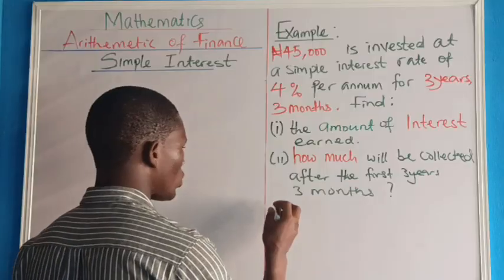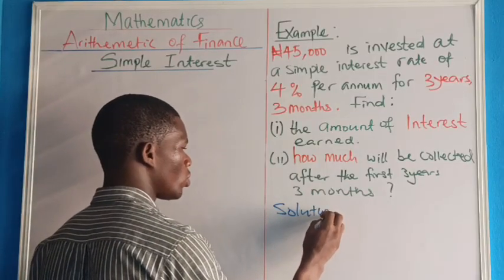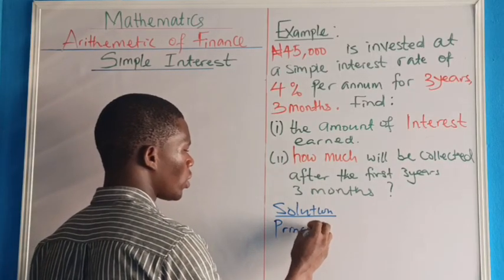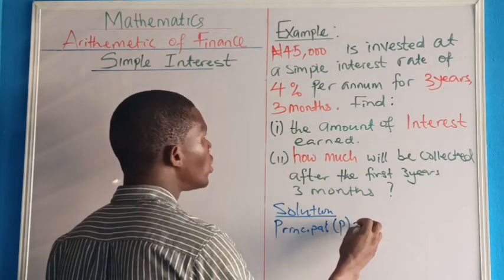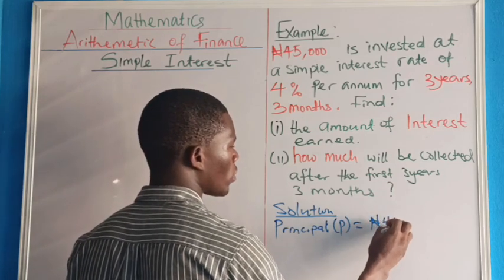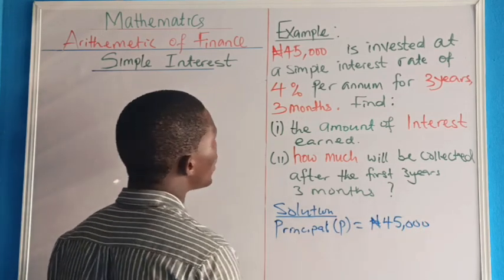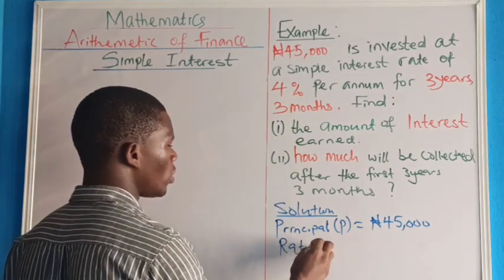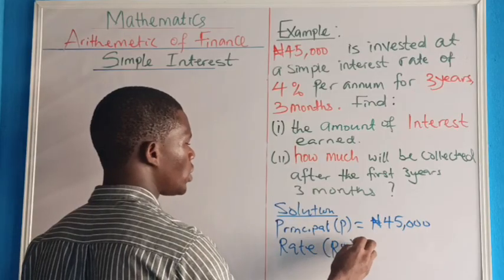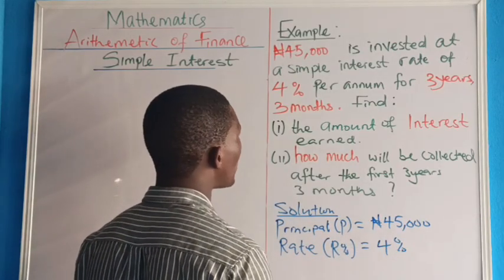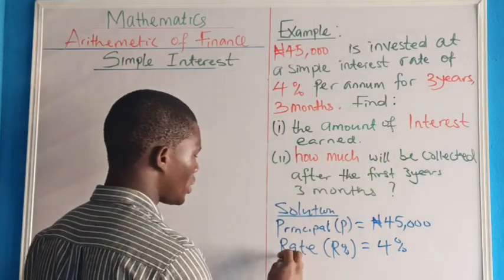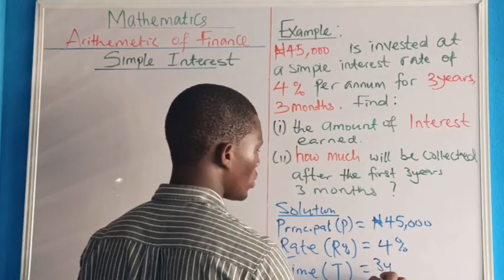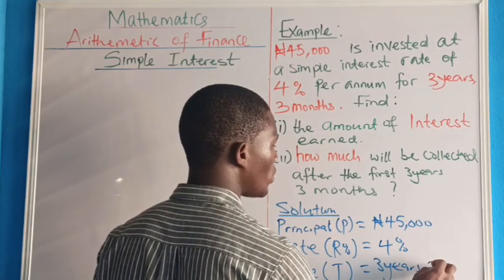So the 45,000 naira here is the amount invested, and that will be taken as the principal. Going by the solution, the principal, which is P, is equal to 45,000 naira. The rate, R, is equal to 4%, and the time, T, is equal to 3 years, 3 months.